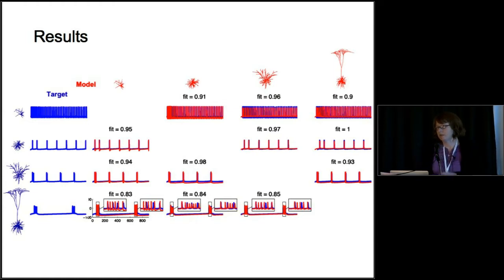And of course, real neurons have many more degrees of freedom than just altering the maximal conductances over the soma and over the dendrite. So maybe in a real neuron, it could actually do this.